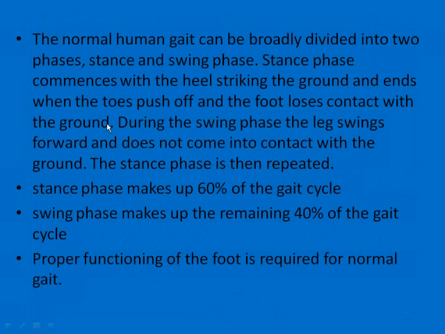The normal human gait can be broadly divided into 2 phases, stance and swing phase. Stance phase commences with the heel striking the ground and ends when the toes push off and the foot loses contact with the ground. During the swing phase, the leg swings forward and does not come into contact with the ground. The stance phase is then repeated. Stance phase makes up 60% of the gait cycle. Swing phase makes up the remaining 40% of the gait cycle. Proper functioning of the foot is required for normal gait.